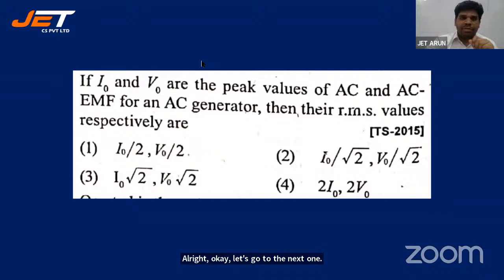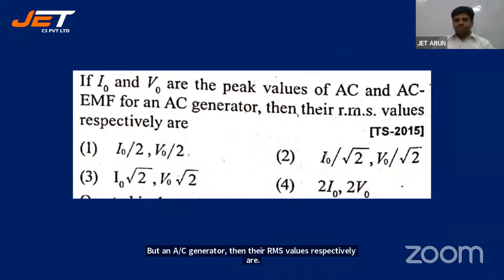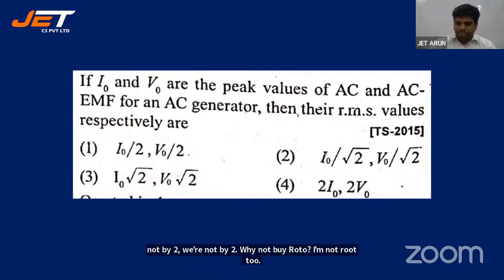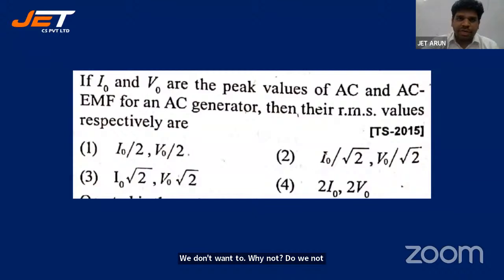If I naught and V naught are the peak values of AC and AC EMF for an AC generator, then their RMS values respectively are I naught by 2, V naught by 2, I naught by root 2, V naught by root 2, I naught root 2, V naught root 2, 2 I naught, 2 V naught. Definition of RMS value, students.